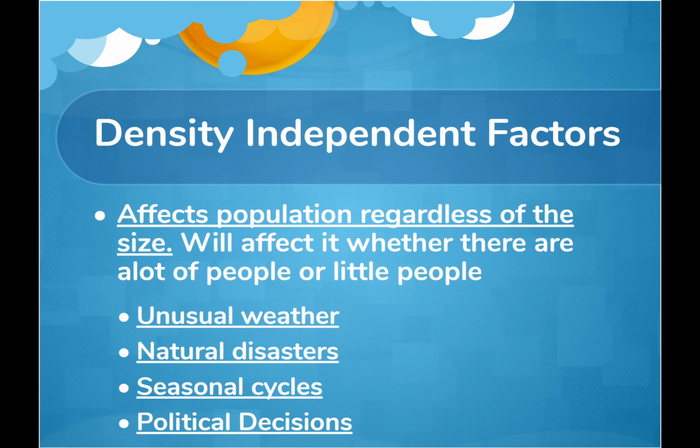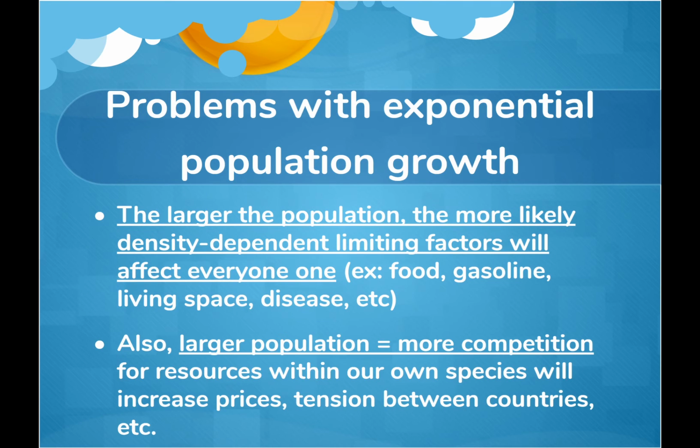Next thing is density independent factors. Actually, no, let's go over this real quick. So density dependent, when it gets really crowded, that comes from exponential growth, when the population gets too big. So the larger the population, the more likely density dependent factors will affect everybody, right? Because again, there's more competition for food, gas, living space, etc. And also easier time to spread disease.